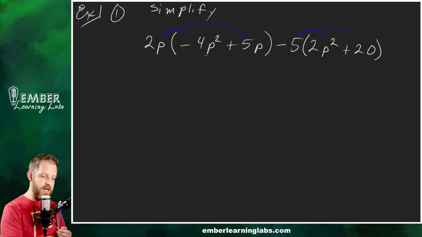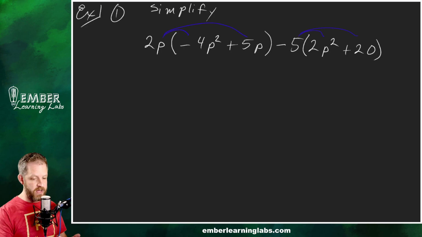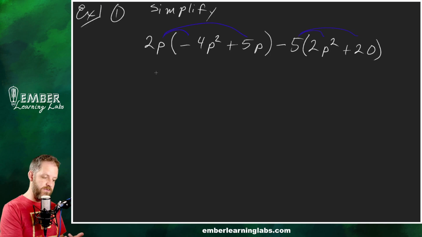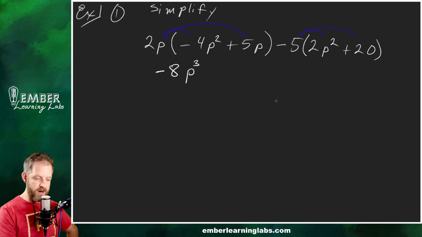So 2p times negative 4p squared, the coefficients, we just multiply, right? So 2 times negative 4 is negative 8. Positive times a negative is a negative, right? And then p times p squared is p cubed, because if there's nothing there, there's an implied 1. 1 plus 2 is 3, right?